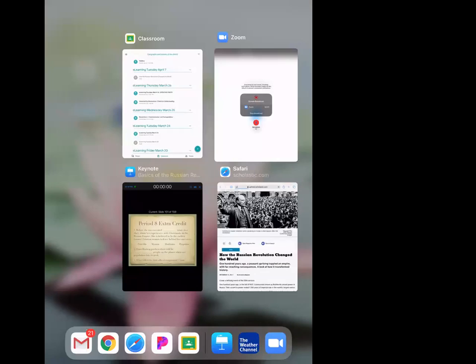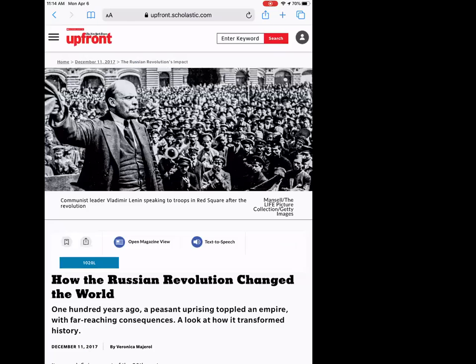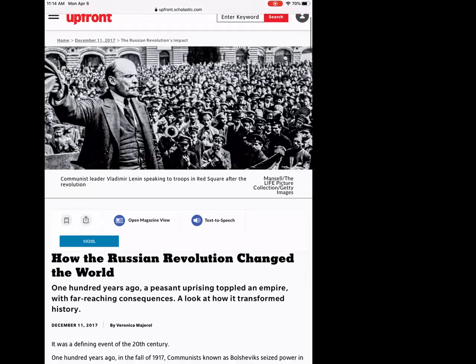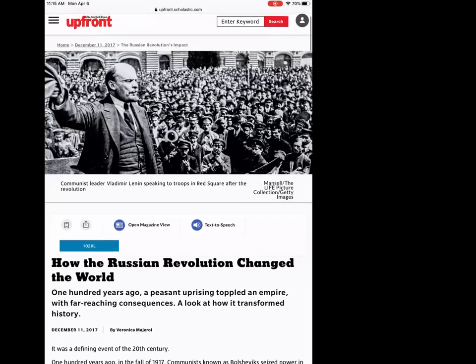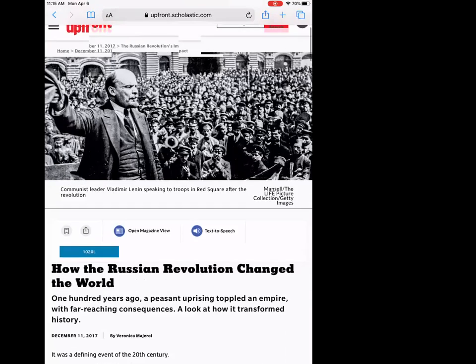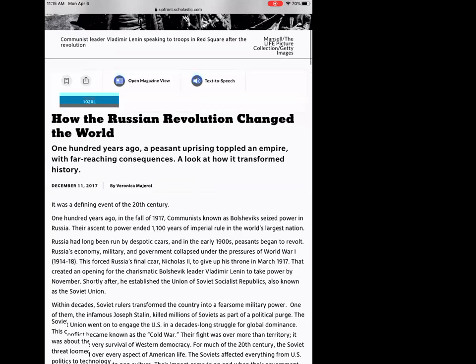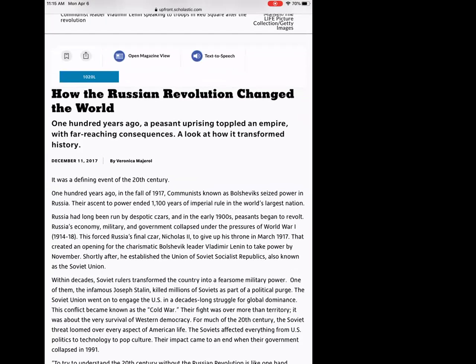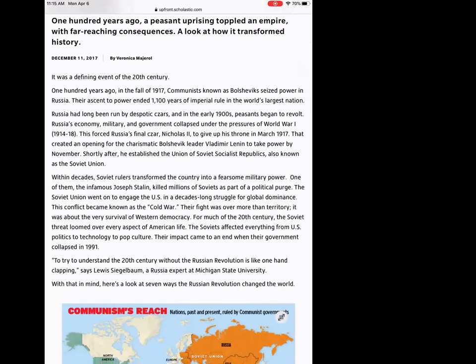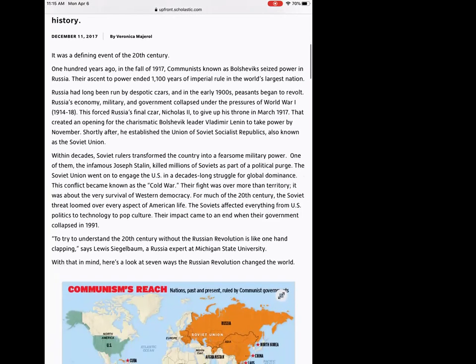All right, so this article is also attached to Google Classroom, so if you wanted to follow along or if you had it uploaded on something else, you can. All right, so we're looking at the Russian Revolution, how the Russian Revolution changed the world. And this guy right here, Vladimir Lenin, is going to be very important. All right, 100 years ago, a peasant uprising toppled an empire with far-reaching consequences. A look at how it transformed history.